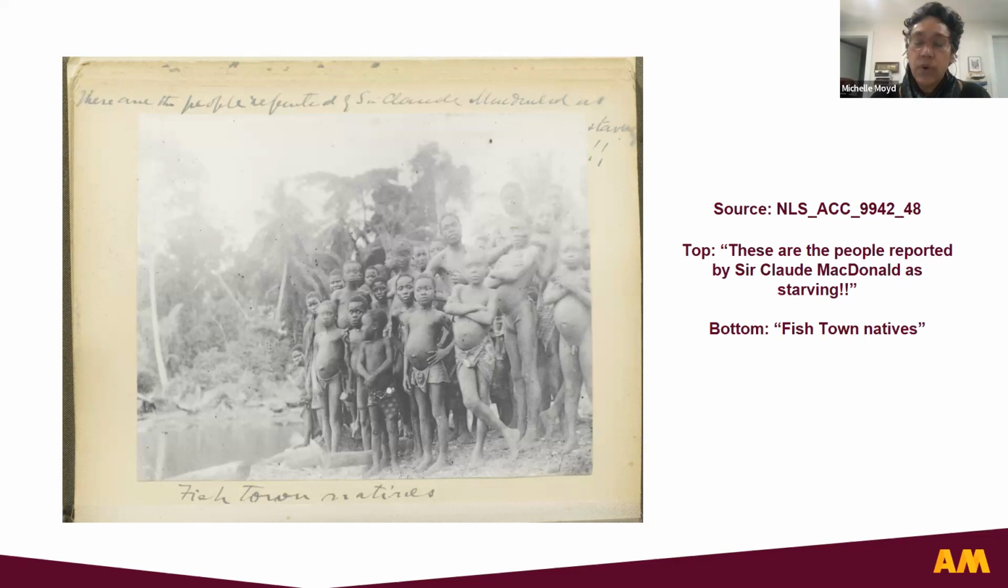At the bottom you can see, in Kirk's eye, as he wrote in the report, people who actually took part in the attacks, unfriendly to British interests in the extreme. At the top, he writes, "These are the people reported by Sir Claude MacDonald as starving." Sir Claude MacDonald was the British consul general in the area who had also been reporting on what he was seeing in the area in the wake of the attacks and the British punitive expedition.